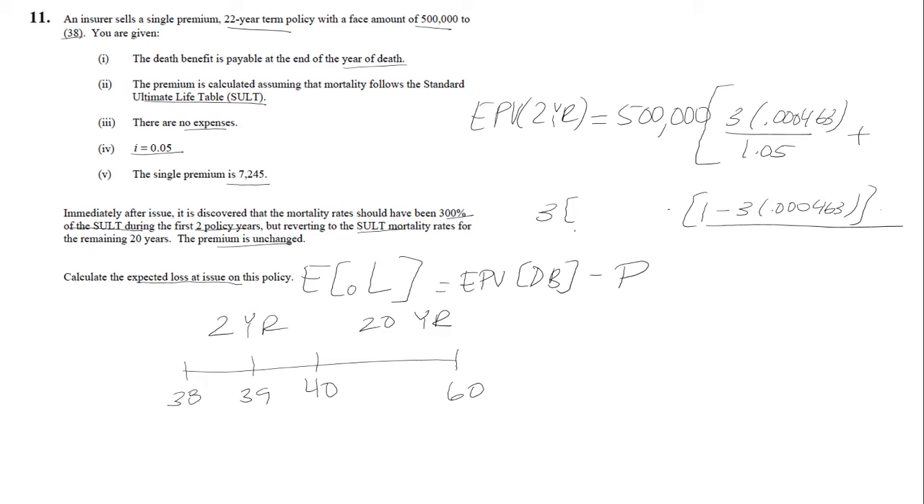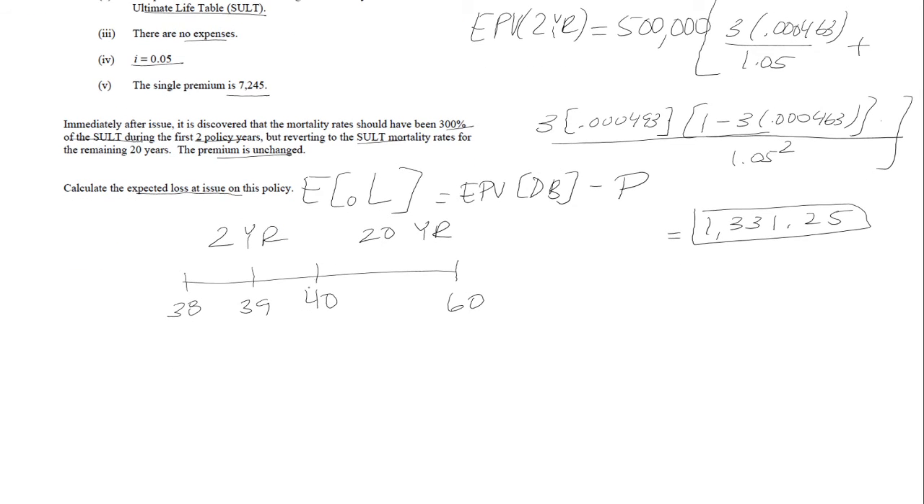So the standard ultimate life table says it's 0.000493. Now we're going to discount it back 2 years. So we calculate this and get 1,331.25. 2 years done. Now I want to look at the 20-year term.